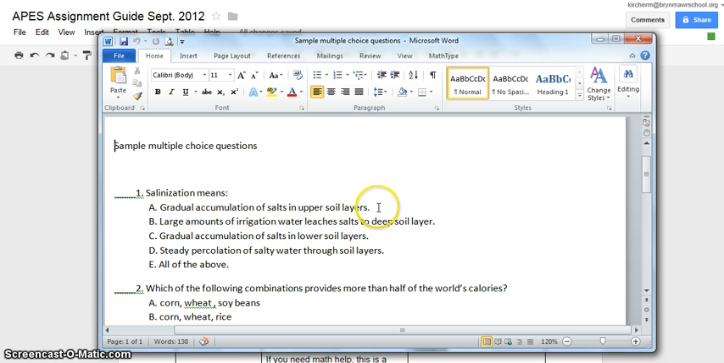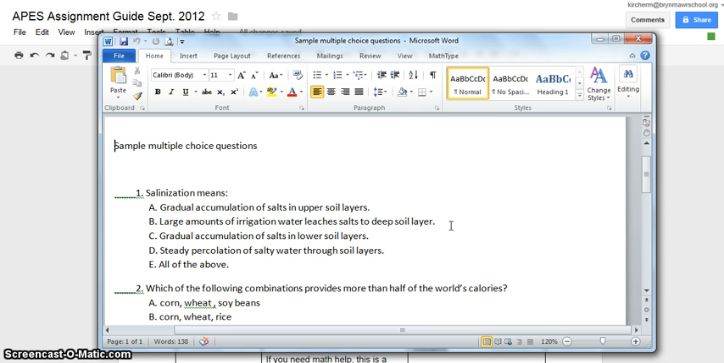Gradual accumulation of salts in upper soil layers. Gradual, yes, you know it's that. Accumulation of salts, you know it's that. And upper soil layers, well, I had you look at Google Images, and what did you see in the Google Images of salinization? You saw all that white on the surface. That was certainly in the upper soil layers. So I would put a little check mark next to that. That one sounds good.